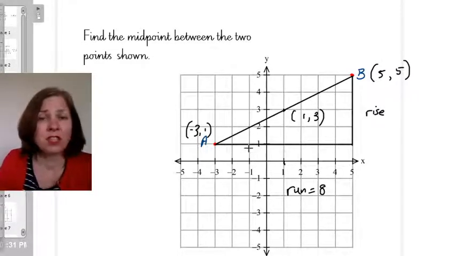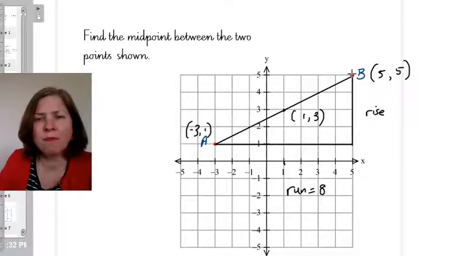And the other method that's quite legitimate is the one I showed you where I said, well, if I go across 2 and up 1 and then across 2 and up 1, and I do that 4 times, I get all the way to the end. So if I only want to go halfway, I'm just going to do it twice. And that also brings me to this midpoint.